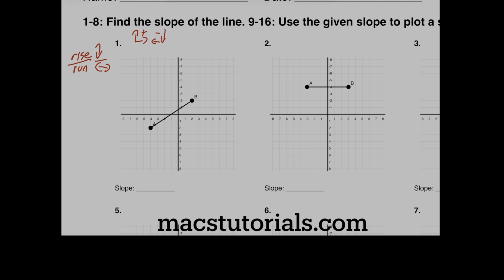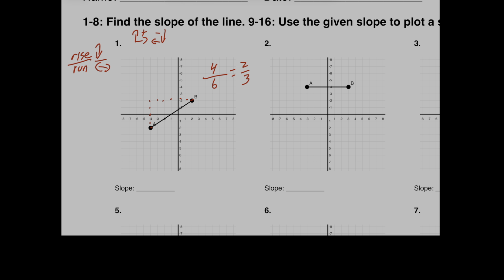So I always like you to go left to right. So I'm going to go A to B here. So always do your ups and downs first. 1, 2, 3, 4. That's an up 4, and it's an over 1, 2, 3, 4, 5, 6. And if I reduce that, I'm going to get a 2 over 3. And just to double check it, up 2 over 1, 2, 3. Yep, it works. I have a slope of 2 over 3.